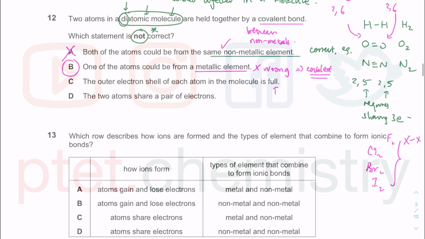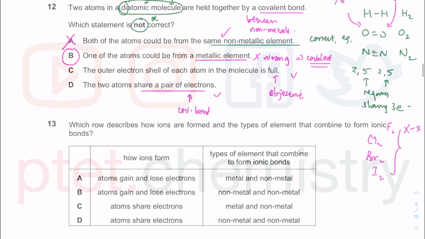Option C, this is the objective of forming covalent bonds. So this is definitely correct. The 2 atoms share a pair of electrons. That's covalent bonds. So that is definitely correct as well.